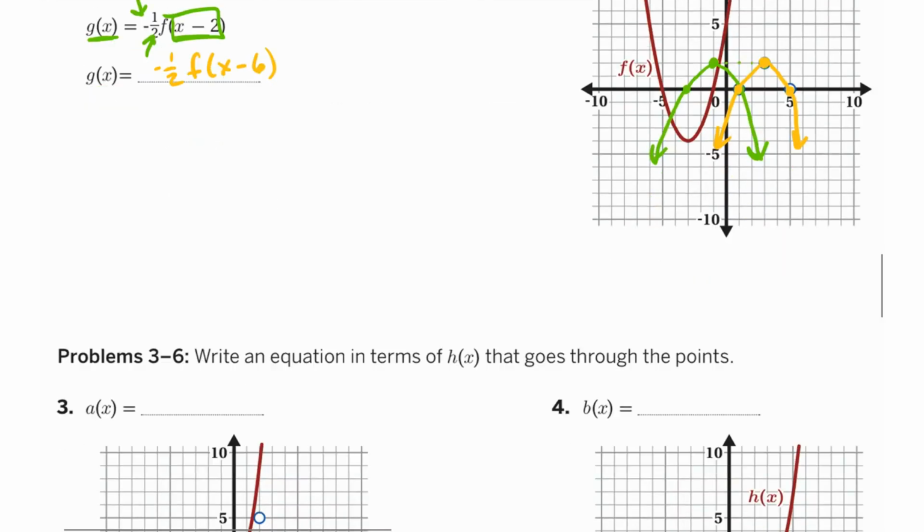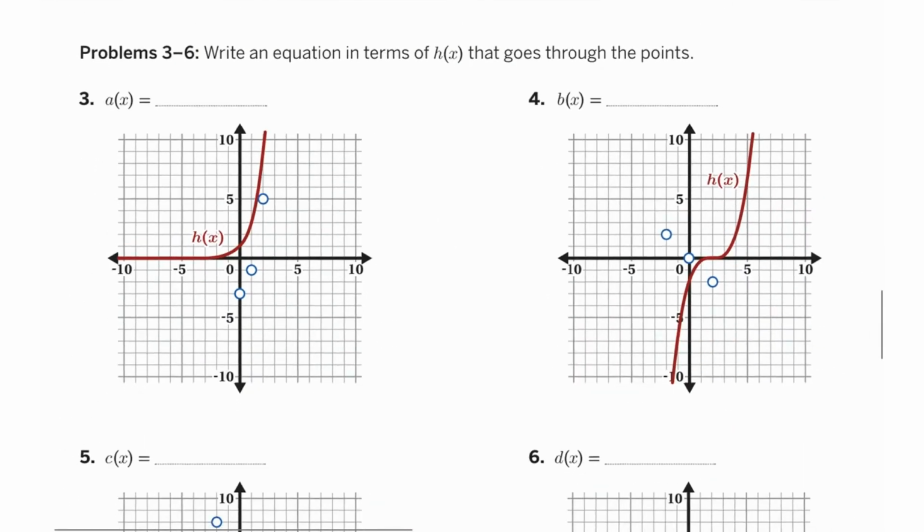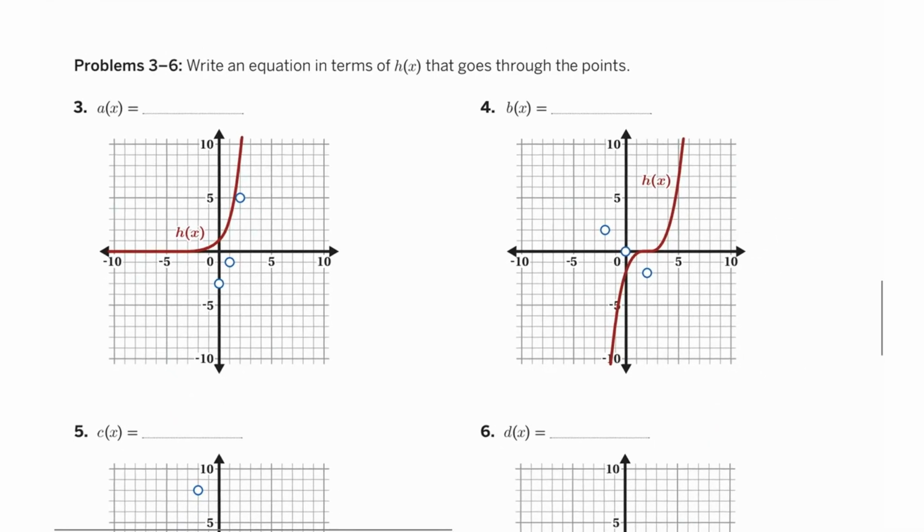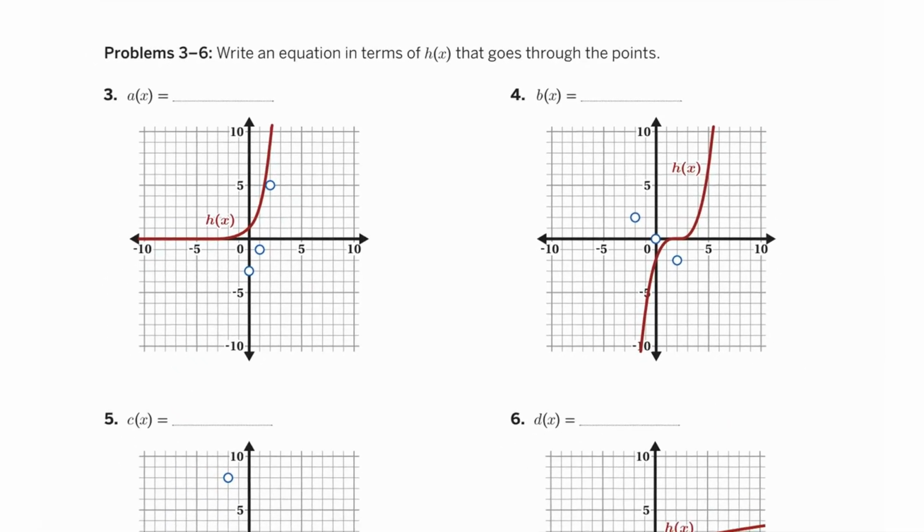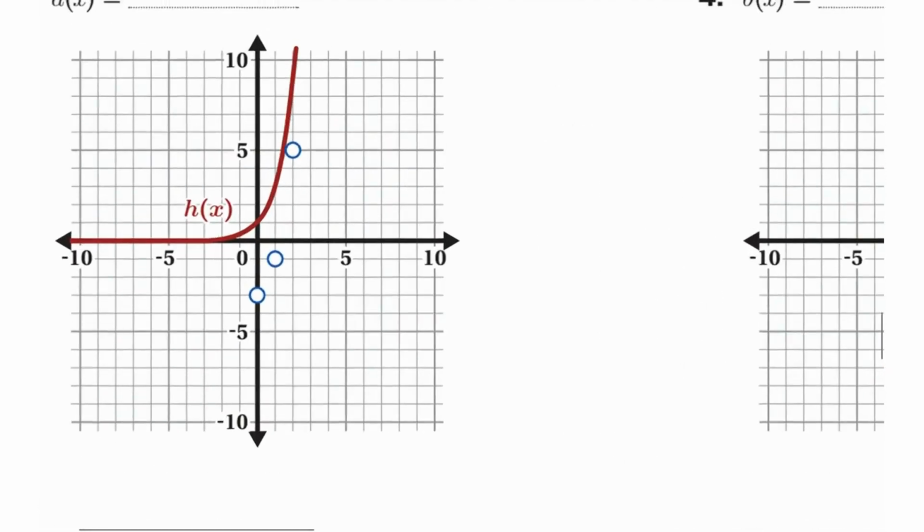All right, for problems 3 through 6, write an equation in terms of h of x that goes through the points. So to start us off here for number 3, we have h of x here where I'm going to take these points specifically at the same x values here and see what's happening.